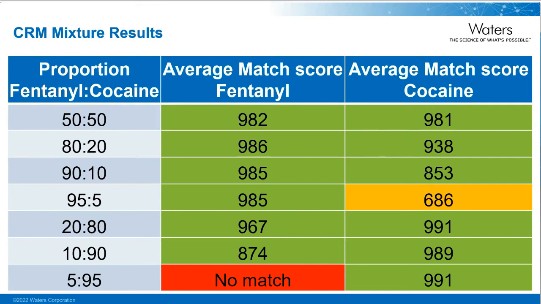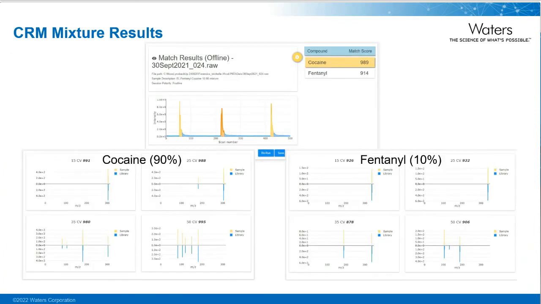Most analyte mixtures showed similar results. However, they did show to be compound-specific. Here is an example of the LiveID results of the CRM mixtures discussed on the previous slide. On this slide is the 90% cocaine and 10% fentanyl mixture.